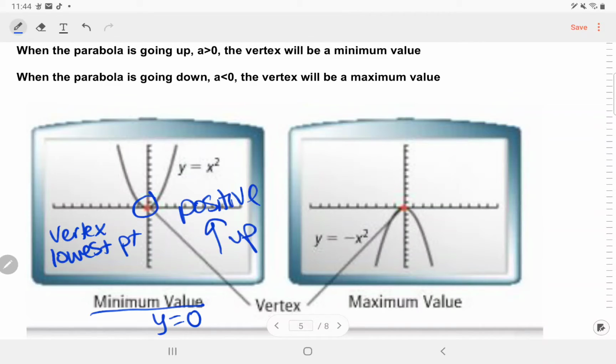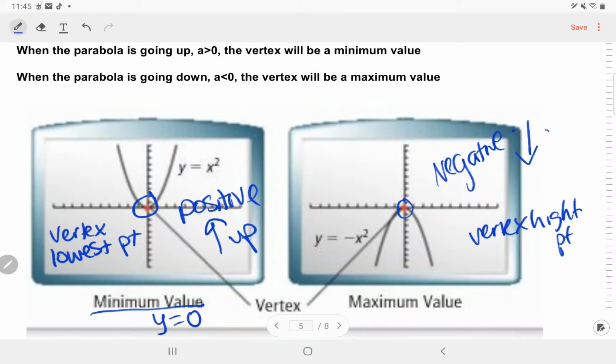If we look at the opposite one over here, we see that our vertex is the biggest point. It's our highest point, which means we have a negative function because it's going down. And that means that our highest point here would be y is equal to 0 as well for the maximum value.